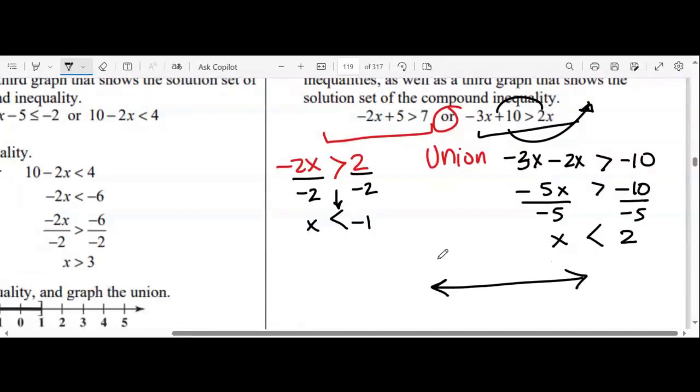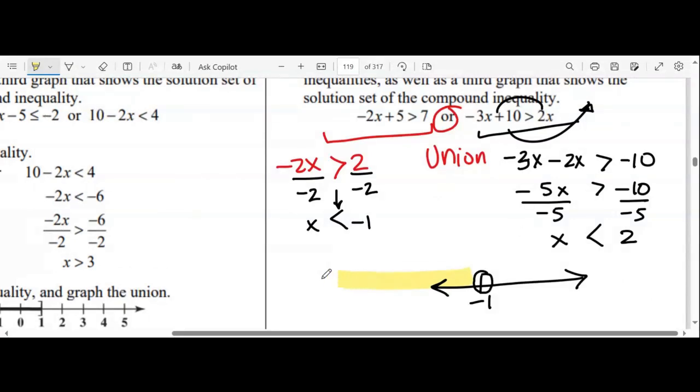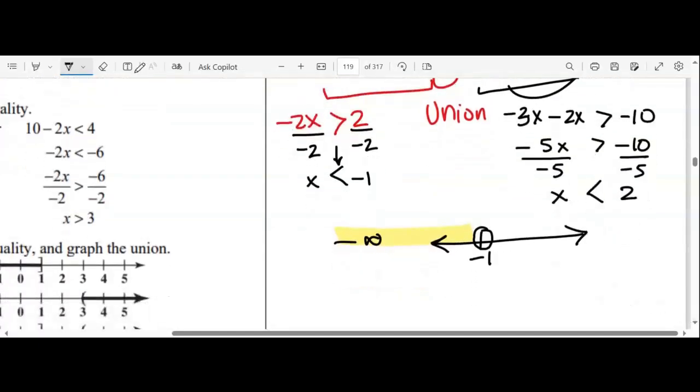Yes, let's graph both of them. For the first one we have negative 1 here, and is it open or closed? Open to where? To the right. What is the right? Infinity.